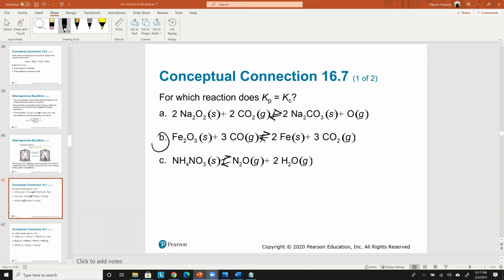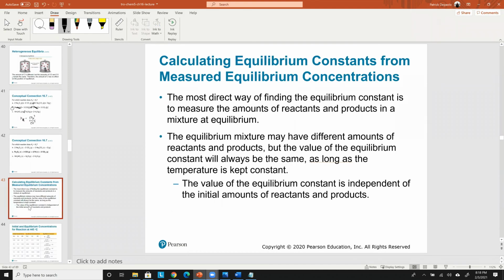So for B, the equilibrium constant, let's say we'll do Kc. So Kc is going to equal CO2 cubed, that doesn't count, solid doesn't count, over CO cubed. Since the change in moles, delta N, is equal to 0, because it's 3 on the right, 3 on the left, then the Kc is equal to Kp. Okay, good.